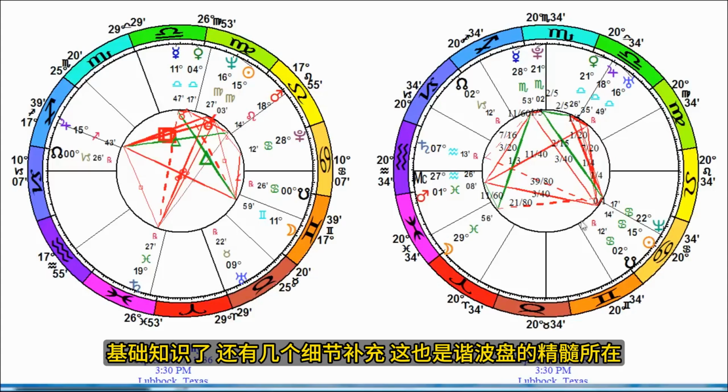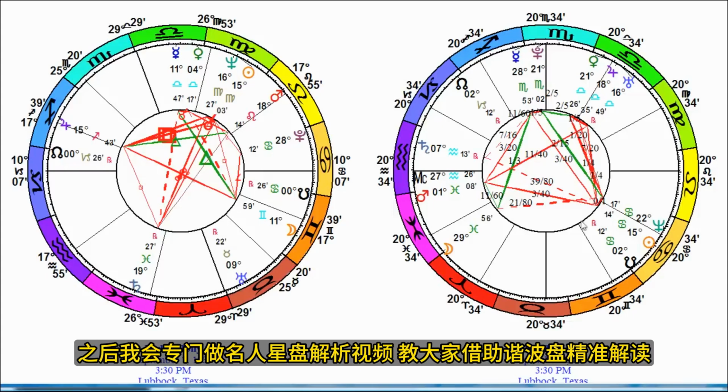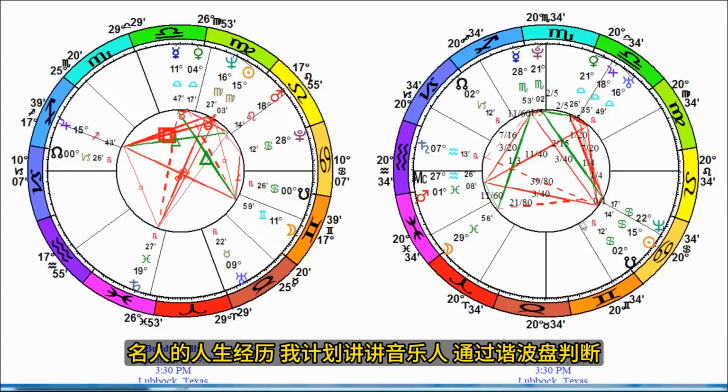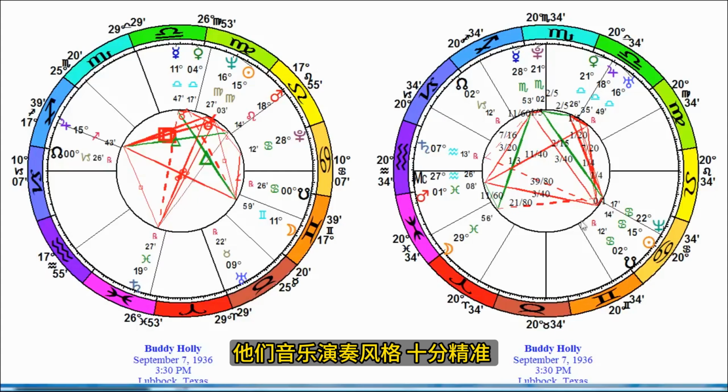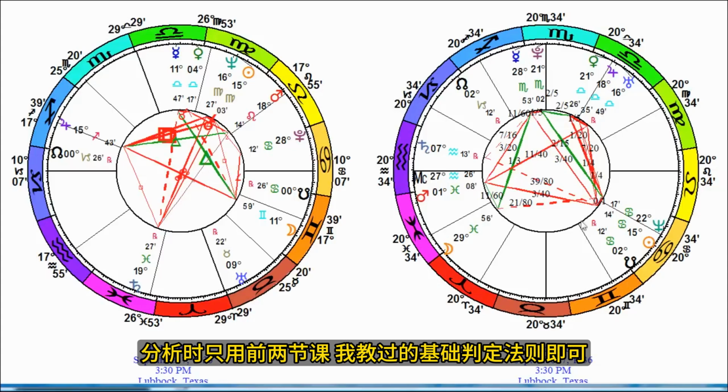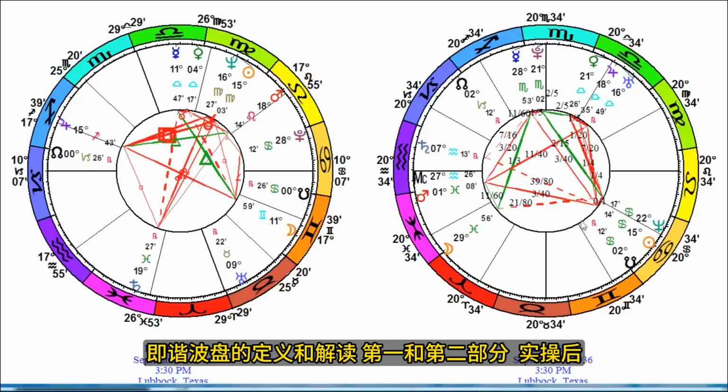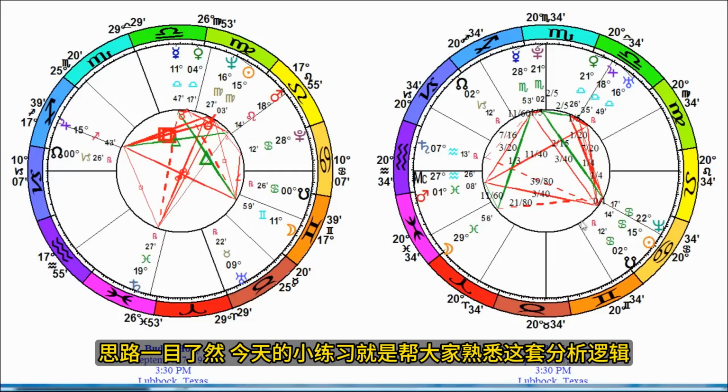There's a few more things I can talk about that are really subtle, but this is the heart of harmonic charts. I'm going to make some more videos on famous people and show you how you can see exactly what's going on with these famous people. I'm going to do musicians, and we'll see the style of music they play. It's amazing. By analyzing the harmonic charts, we're just going to be using all the rules that I've taught you in these 2 videos, part 1 and part 2, on what a harmonic chart is and how to interpret it. And as we do it, that also will make it very clear.